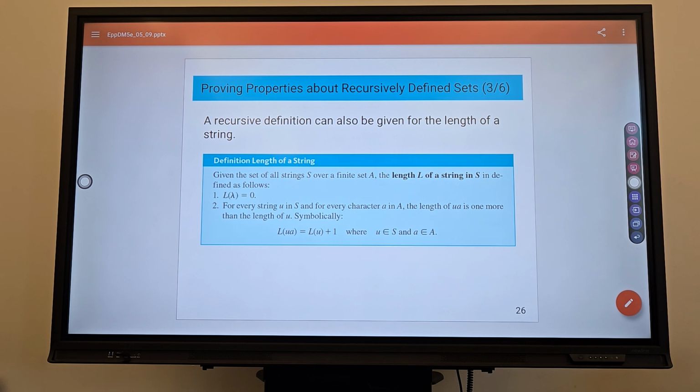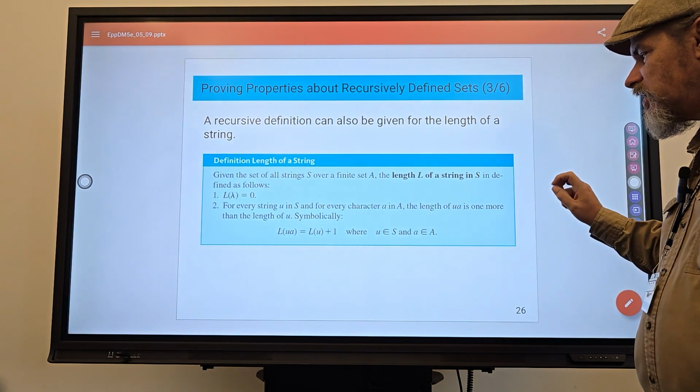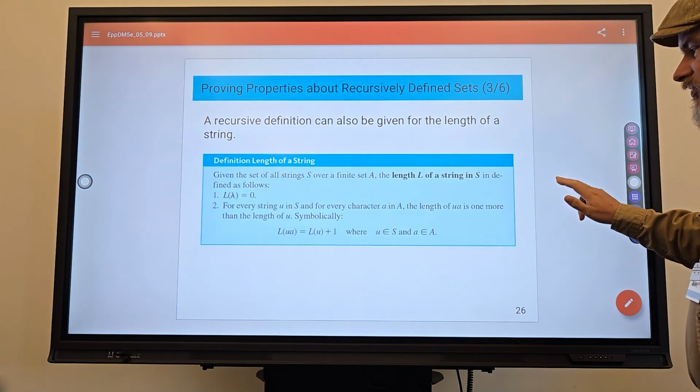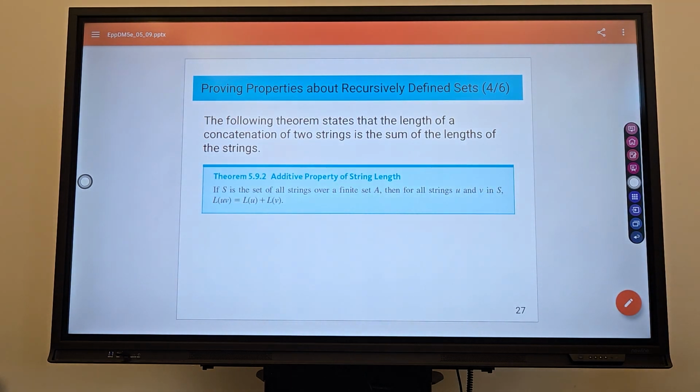Length of ua is length of u plus 1, where u is an element of S and a is an element of the alphabet. The following theorem states that the length of a concatenation of two strings is the sum of the lengths of the strings. Additive property of string length: if S is the set of all strings over a finite set A, then for all strings u and v in S, the length of the concatenation of u and v equals the length of u plus the length of v.